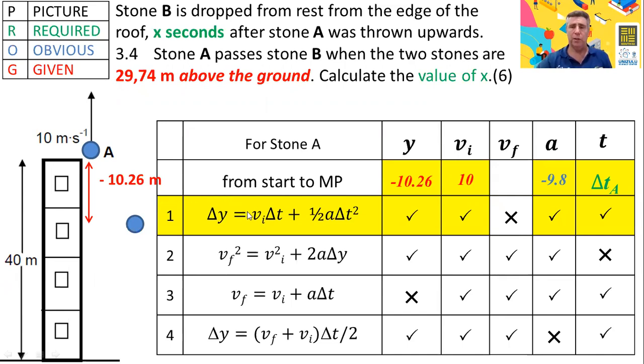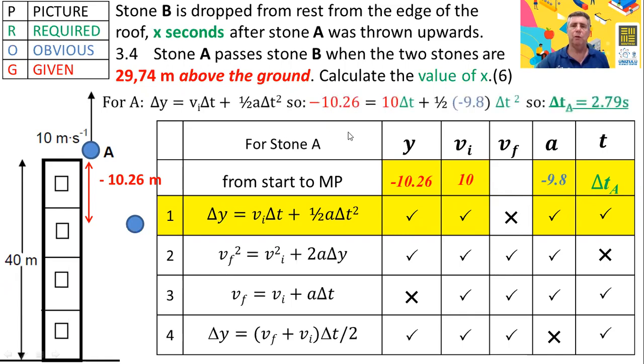Now, once again, using our table, it's very simple to choose an equation. There's only one that ticks all four boxes, and that relates what is required, the time, to the three variables that were given, and that doesn't need final velocity. So we use that equation, we fill in the numbers that we know, very simple. We solve for t, that'll take a little bit more work, which I'll leave to you, but you'll discover that delta TA is 2.79 seconds.